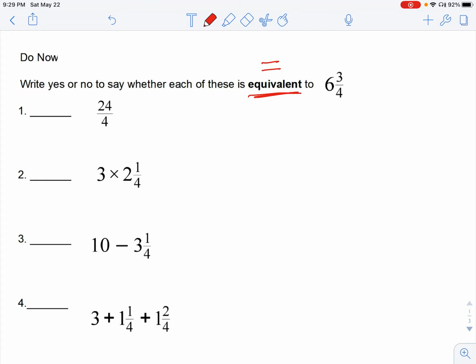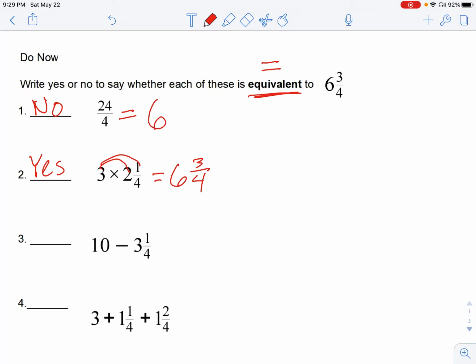So for this first one, you should have said no, because 24 divided by 4 is exactly 6. On this next one, you should have said yes, because 3 times 2 is 6, but we have to multiply the mixed number. You multiply both the whole number and the fraction. 3 times 1/4 is 3/4. So those are equal.